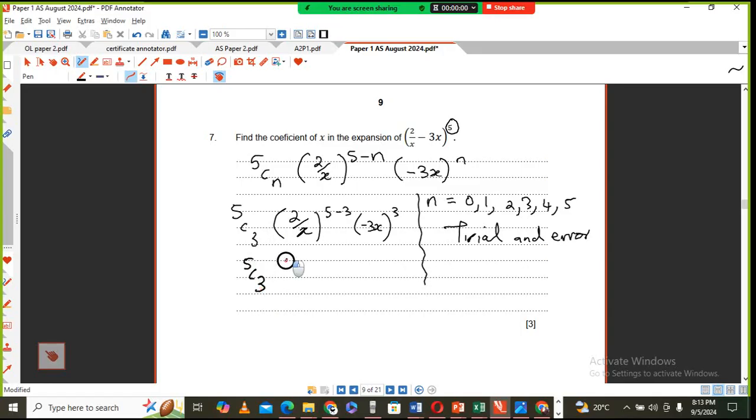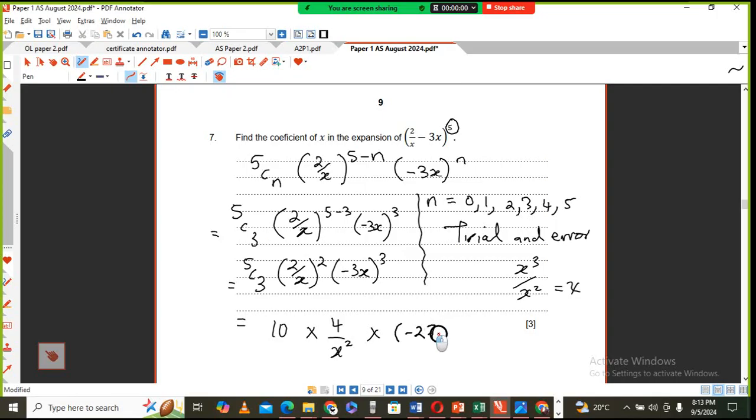So 5 choose 3 is equal to 10, times 2 over x squared, which is 4 over x squared, and negative 3x cubed. The concept is once you are multiplying these x's out, you are going to see that you have an x cubed on top divided by x squared, which is going to give you that x that is required. But there is also another way to do this. So what is 5 choose 3? 10 times. What is this answer? 4. And what is this answer? Negative 27x cubed. You see that x cubed and the x squared is going to give you this scenario here. So you just go ahead and multiply the numbers.